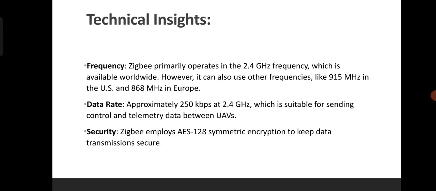Now technical insights: frequency, data rate and security. Zigbee primarily operates at the 2.4 GHz frequency, which is available worldwide. However, it can also use other frequencies like 915 MHz in the USA and 868 MHz in Europe. The data rate is approximately 250 kbps at 2.4 GHz, which is suitable for sending and controlling telemetry data between the UAVs. And security: Zigbee employs AES 128 symmetric encryption to keep the transmission secure.